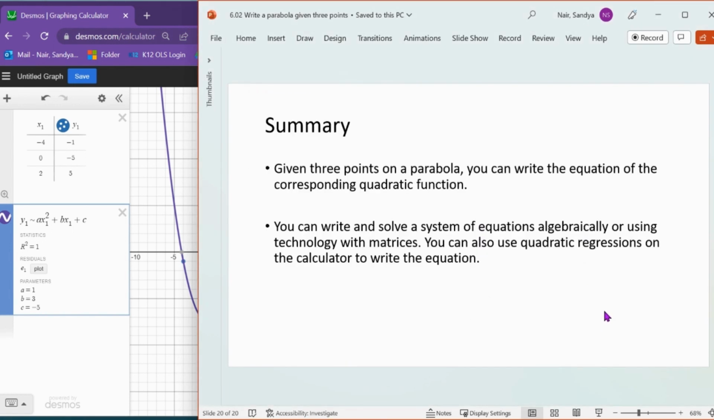So given 3 points on a parabola, you can actually write the equation of the corresponding quadratic function. You can write and solve a system of equations algebraically or using technology with matrices. You can also use a quadratic regression on the calculator to write the equation.